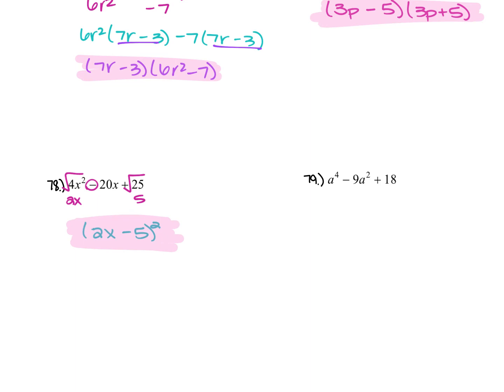For 79, you have a to the 4th power minus 9a squared plus 18. You have factors of 18 that add up to be negative 9. They are negative 3 and negative 6. So this, because it's a to the 4th, is going to factor to be a squared minus 3 times a squared minus 6. Check to see if you have the difference of squares with any of these, which you don't. So that is your answer.